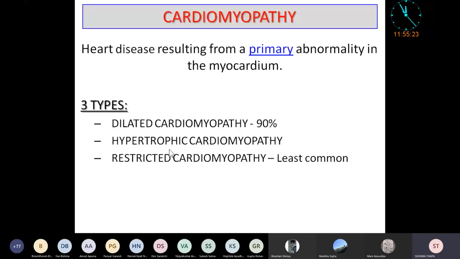Actually, I'm having throat pain. Throat pain is there, whether it is just a normal viral infection or corona, I don't know.